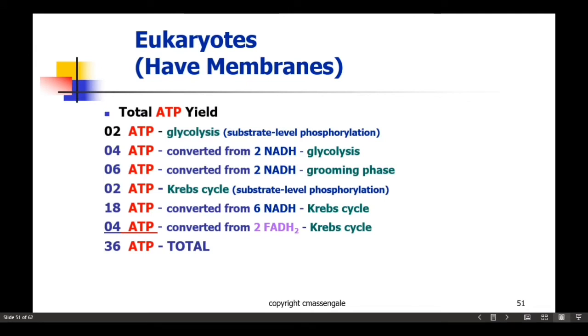For eukaryotes, or those that have membrane-bound organelles, the total net yield coming from one glucose molecule is 36 ATPs.